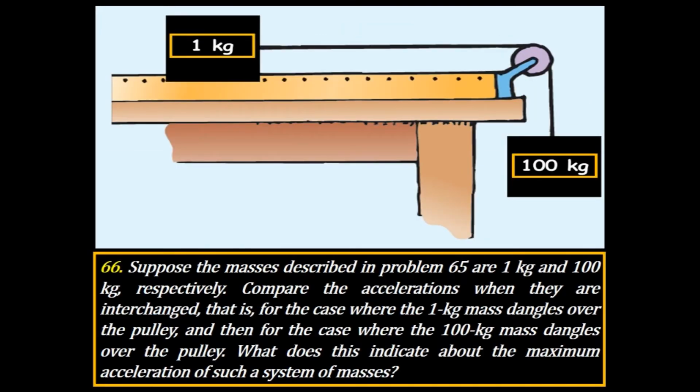Suppose the masses described in problem 65 are 1 kilogram and 100 kilogram respectively. Compare the accelerations when they are interchanged. That is, for the case where the 1 kilogram mass dangles over the pulley, and then for the case where the 100 kilogram mass dangles over the pulley. What does this indicate about the maximum acceleration of such a system of masses?